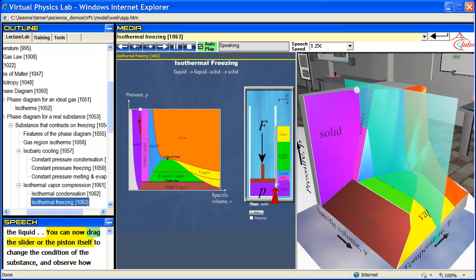You can now drag the slider or the piston itself to change the condition of the substance, and observe how it affects the 2D and 3D phase diagrams and the piston cylinder simulation. When you wish to continue with the lecture, press the play button at the very top.